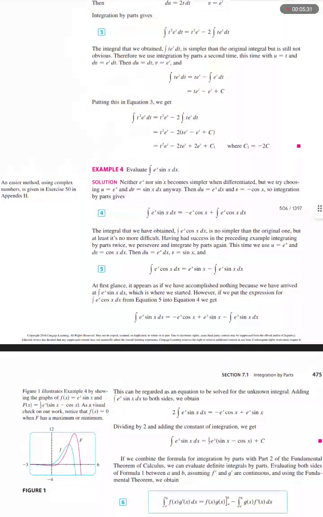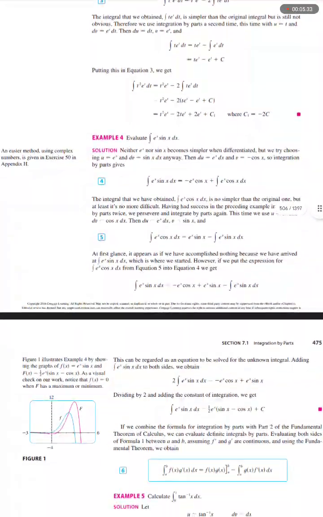Example 4, evaluate the integral of e to the power x sine x dx. Sidebar, an easier method using complex numbers is given in exercise 50 in appendix H.